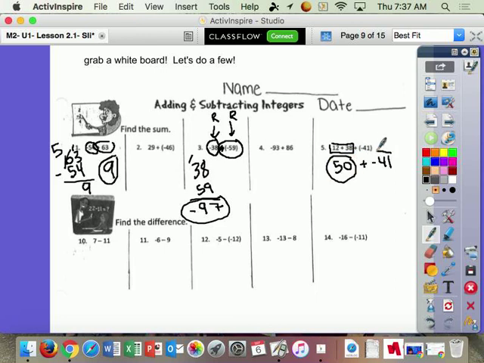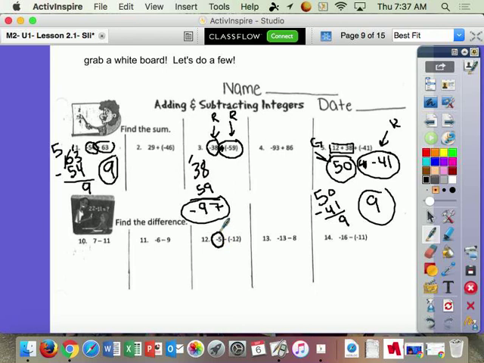So this is positive, this is what? Negative, good. So this is red, this is green. So if I have 50 green and I have 41 red, how many pairs can I cancel out? How many of those circles would I cross out, right? Well, what's 50 minus 41? 9, good. And are they positive or negative? Positive, awesome.